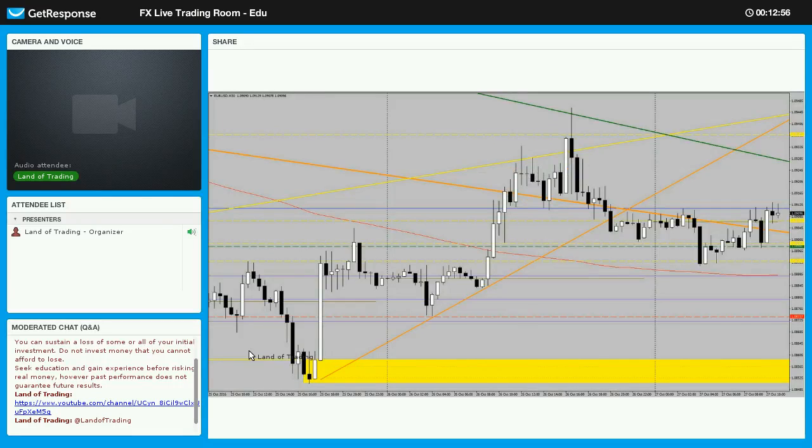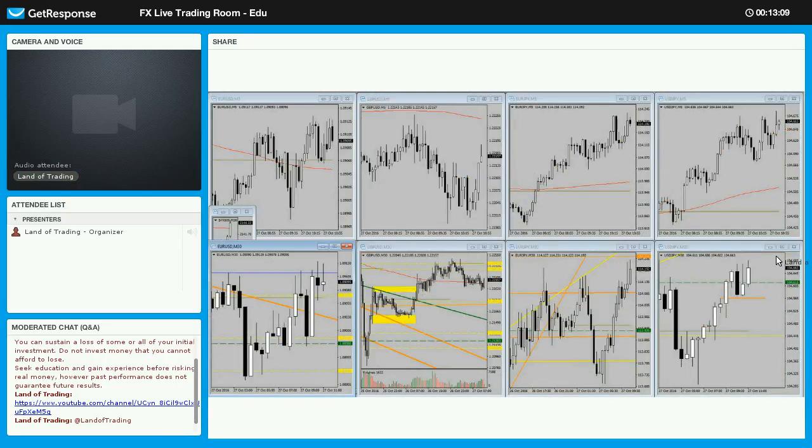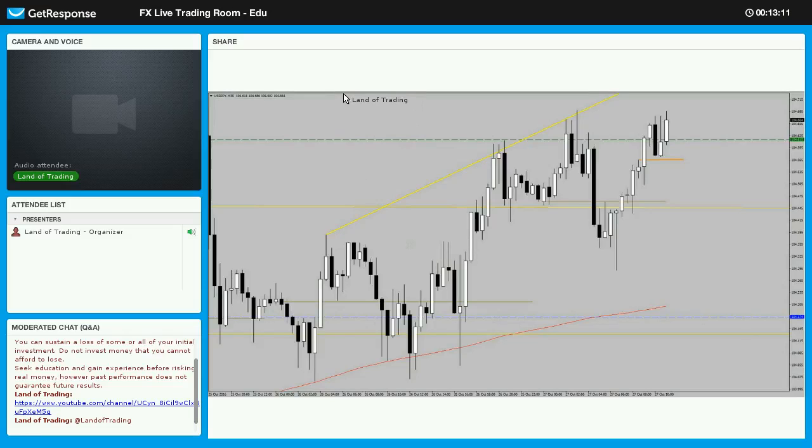So 20 minutes to go to the first UK GDP reading. We still have time, so before we start with the British pound analysis, let's have a look at the dollar yen chart.